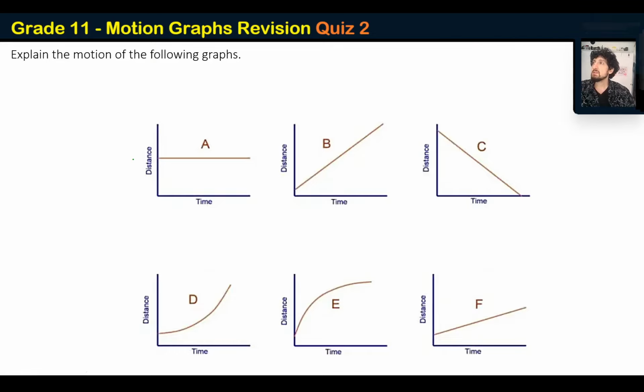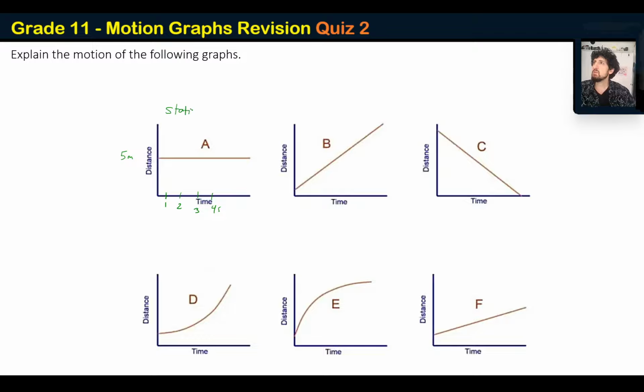So if I look at this one here, that's distance and that's time. What is that telling me? Let's say, for example, the distance is 5 meters. What's happening at 1 second? The object was at 5 meters. What about at 2 seconds? It's still at 5 meters. At 3 seconds, it's also at 5 meters. At 4 seconds, it's just going to stay at 5 meters. That means the object is stationary.